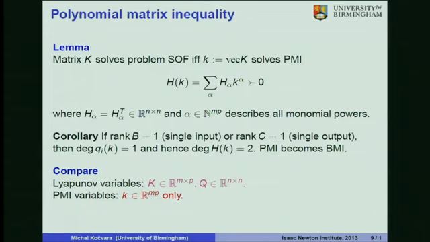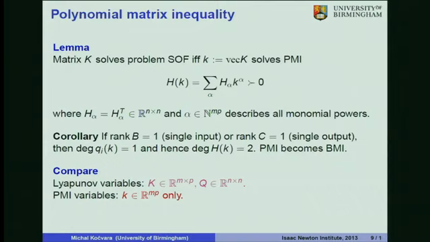So again, the lemma is that the original problem is solvable, so that K solves the original static output feedback problem if and only if vectorized K solves the polynomial matrix inequality in here. So we avoided the Lyapunov matrix, but we introduce higher level polynomials.